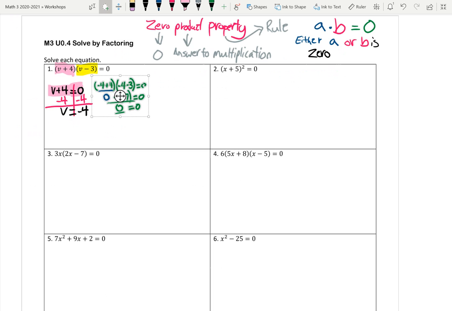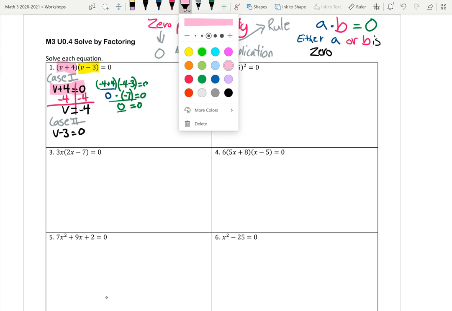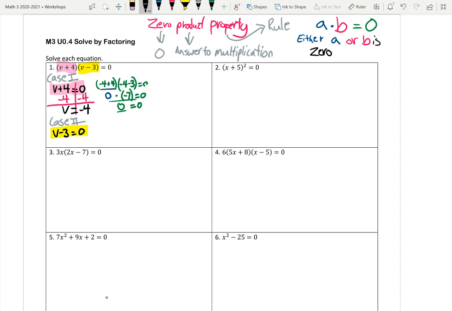Now, there are two parts to be aware of. This is going to mean we're going to have two cases to deal with because we have two numbers that can be 0. The pink number, v plus 4, can be 0. What else could be 0 is case 2, when v minus 3 is equal to 0. When is v minus 3 going to be equal to 0? Some of you know from the opposites, it will be positive 3. You can also use inverse operations.